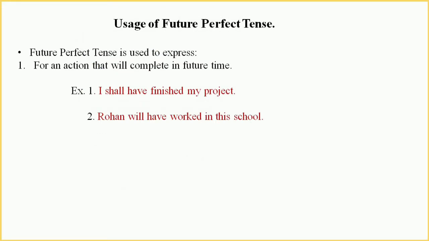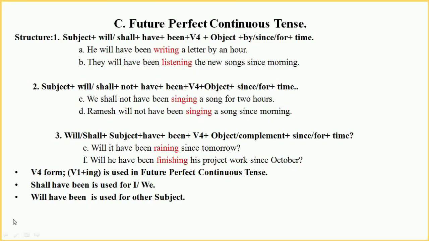Now, here is the usage of future perfect tense. So, future perfect tense is used to express an action that will complete in future time. Examples: I shall have finished my project. Rohan will have worked in this school. Students, now we will talk about future perfect continuous tense.